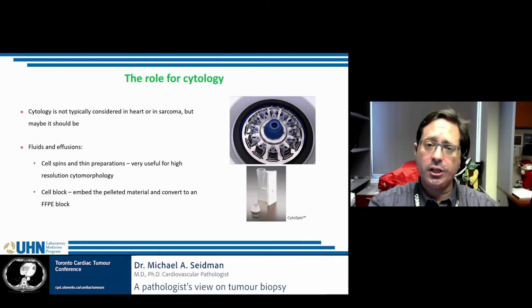That same material, the remaining fluid, can then be pelleted and combined into what effectively becomes a piece of tissue, although not oriented the same way as in vivo, which can then be converted to an FFPE block and evaluated through the same traditional histologic methods that are used otherwise. Again, this is really best performed on more cellular lesions. A paucicellular lesion will be very hard to work up that way.